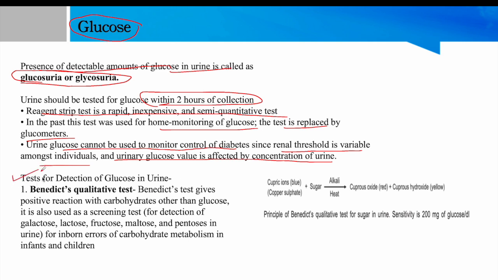Now, the tests for detection of glucose. First of all, the basic test that we all know is the Benedict qualitative test. The principle of the Benedict qualitative test for sugar in urine is that it converts the cupric ions, the blue copper sulfate, in the presence of sugar, alkali and heat, to cuprous oxide, that is red, and cuprous hydroxide, which is yellow. The sensitivity of this test is 200 mg of glucose per deciliter. Now, it gives a positive reaction with carbohydrates other than glucose, and it is also used as a screening test for detection of galactose, lactose, fructose, maltose, and pentoses in urine, also for inborn errors of carbohydrate metabolism in infants and children.